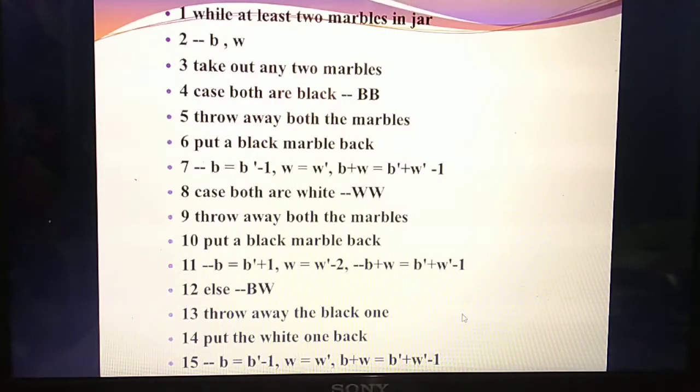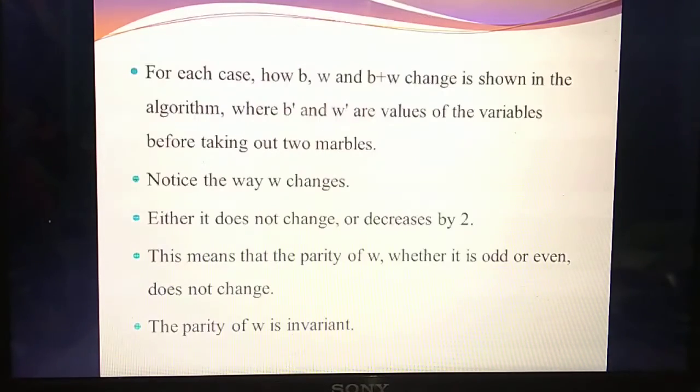Understand? It is somewhat tough, so please understand and study. Otherwise, surely you will get confused. Okay? So listen to what they are telling. In each case you have seen, take this B plus W. You can see how the changes are done in B plus W.